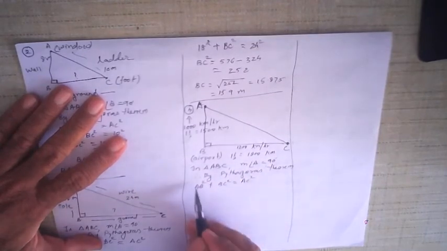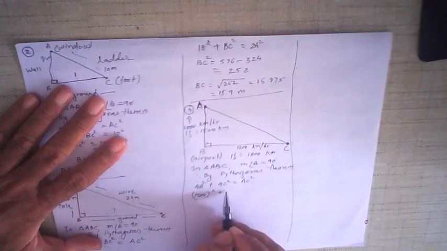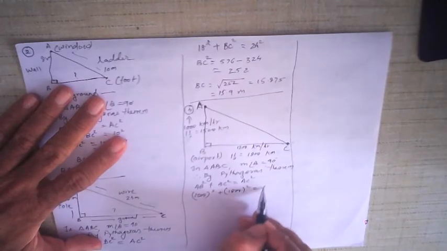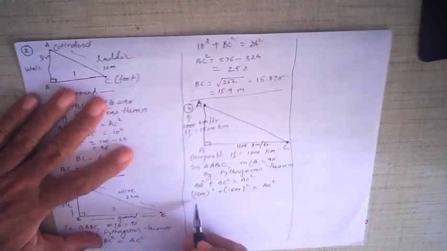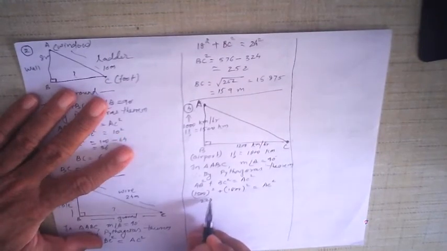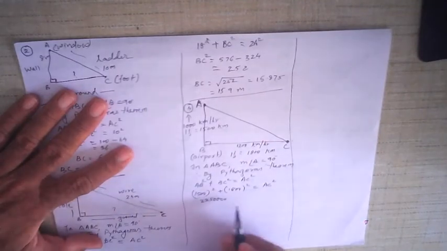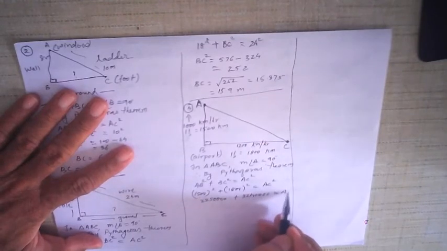Now AB square is 1500 square, BC square is 1800 square, is equal to AC square. So 15 15s are 225 and 4 zeros. Remember, 2 square will be 4 zeros here. 18 18s are 324 and again 4 zeros, is equal to AC square.